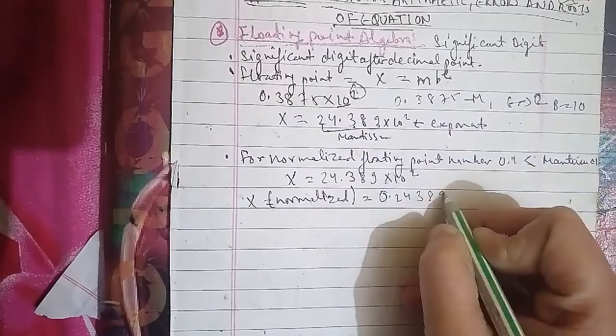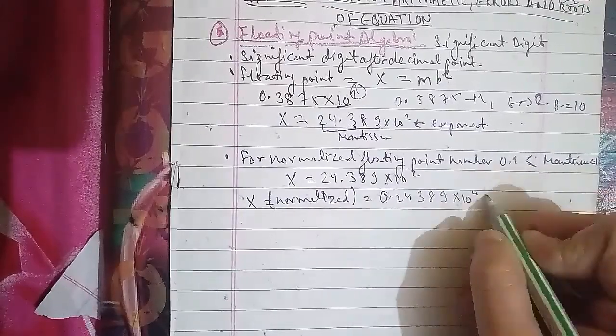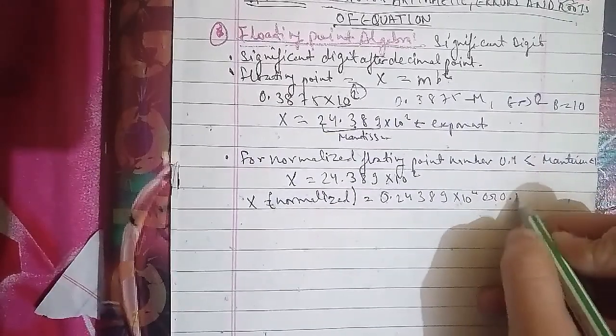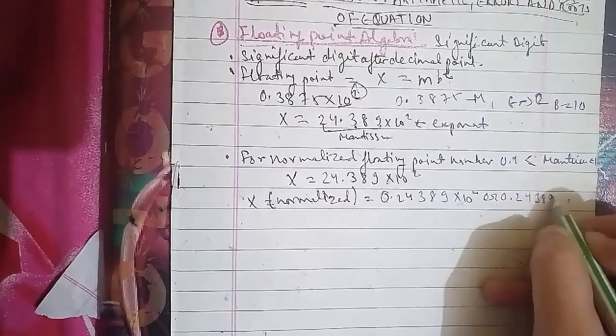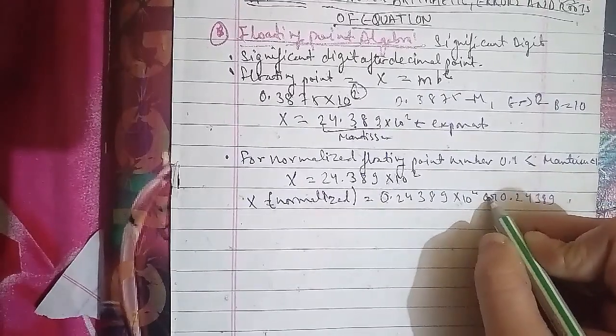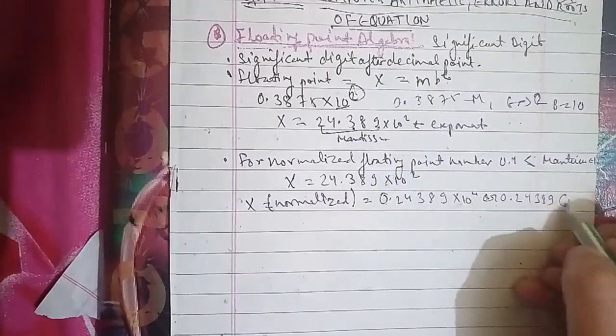To add or subtract floating point numbers, follow these steps. First, normalize the given numbers, then make their exponents equal by adjusting the decimal point, then perform addition or subtraction of the mantissas of the two numbers, and then normalize the result as well.